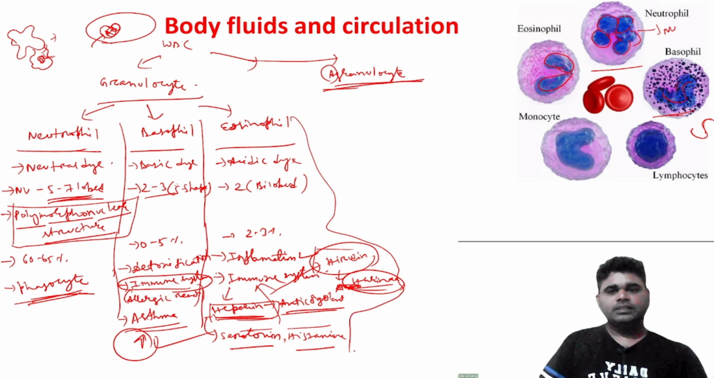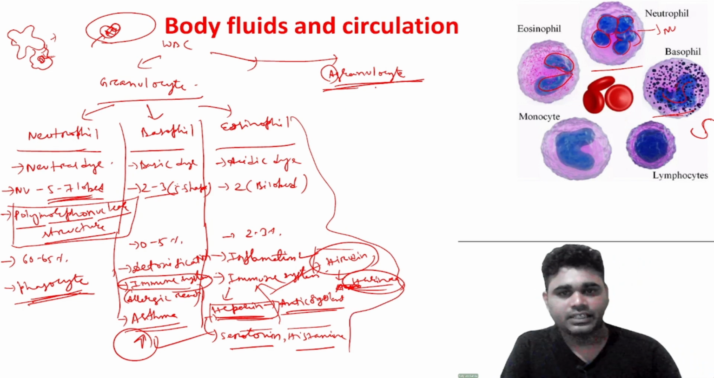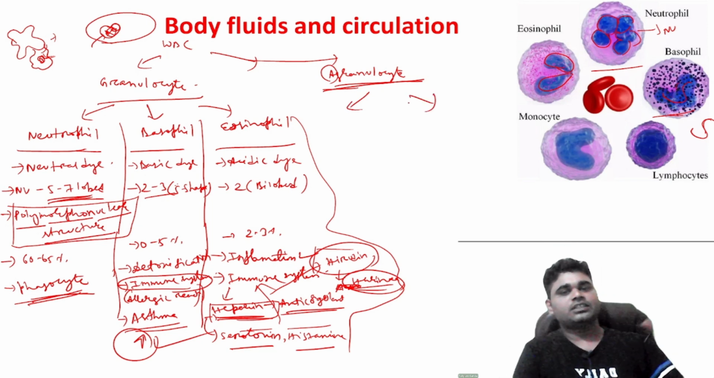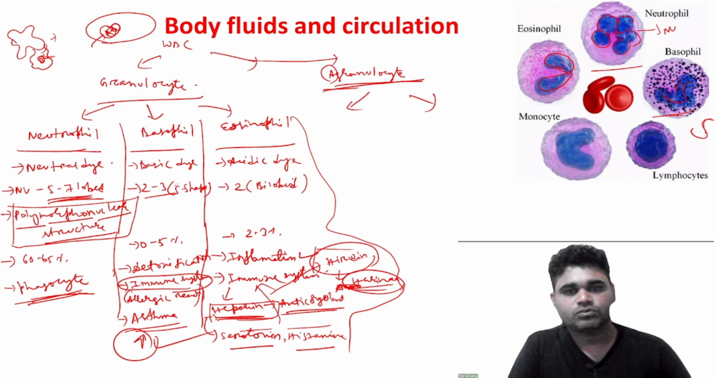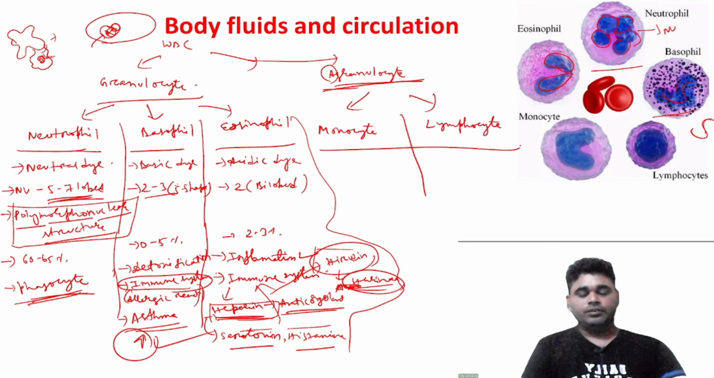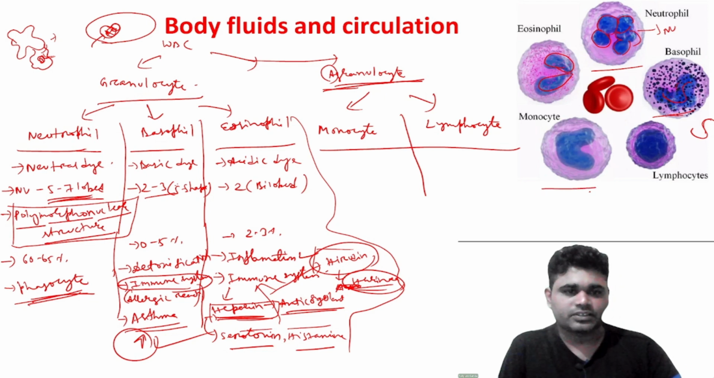Okay. So now come to the agranulocyte. What is the agranulocyte? That means here the granules are absent. That means there are no granules. Here two types of agranulocytes are present. One is called the monocyte. Another is called the lymphocyte. Okay, this is the monocyte structure.